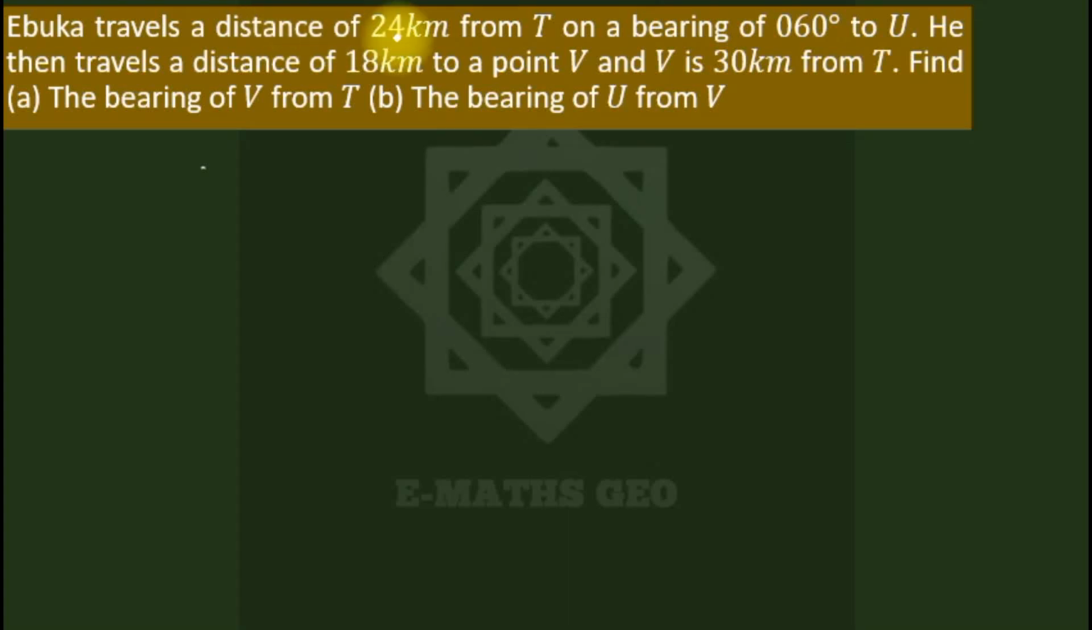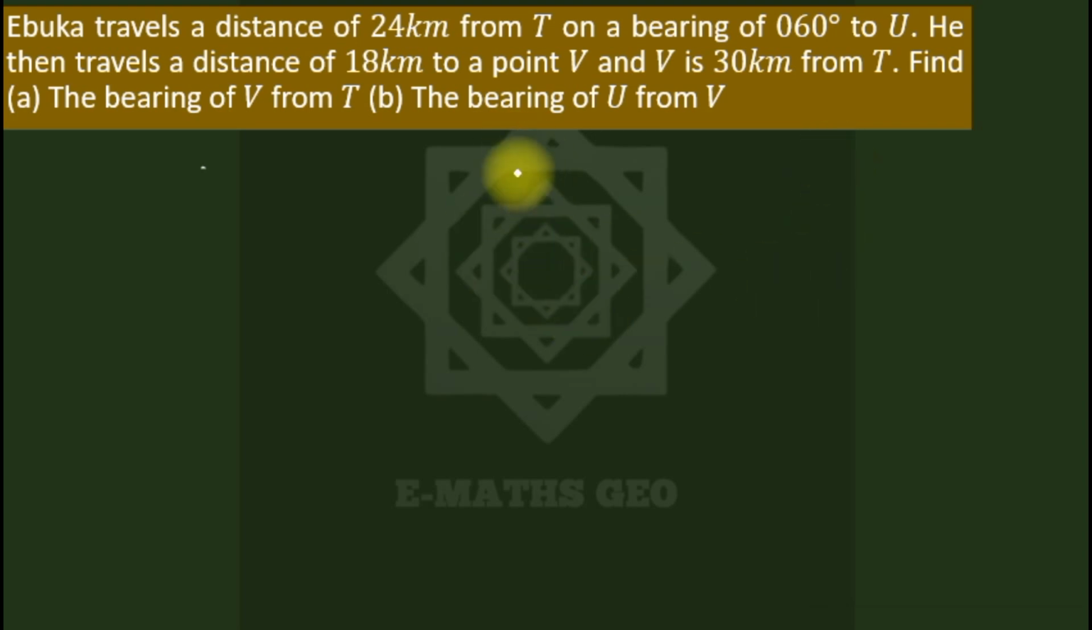He travels a distance of 24 kilometers from T on a bearing of 060 degrees to U. He then travels a distance of 18 kilometers to a point V, and V is 30 kilometers from T. Find the bearing of V from T, and the bearing of U from V.